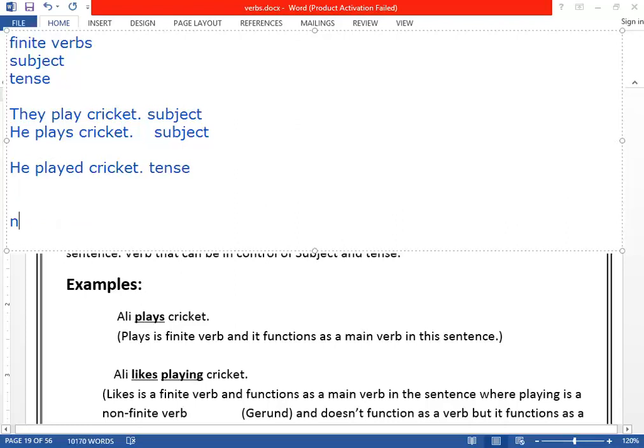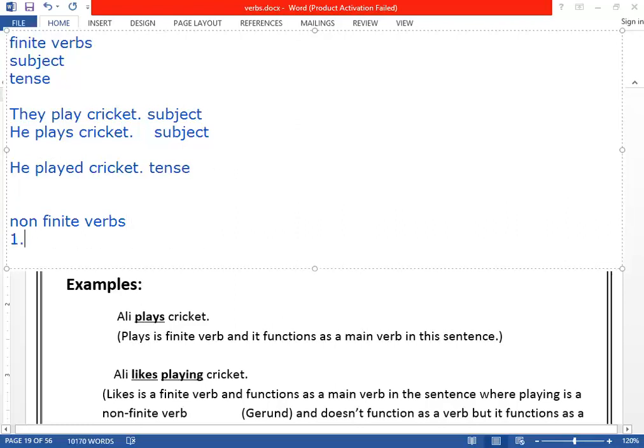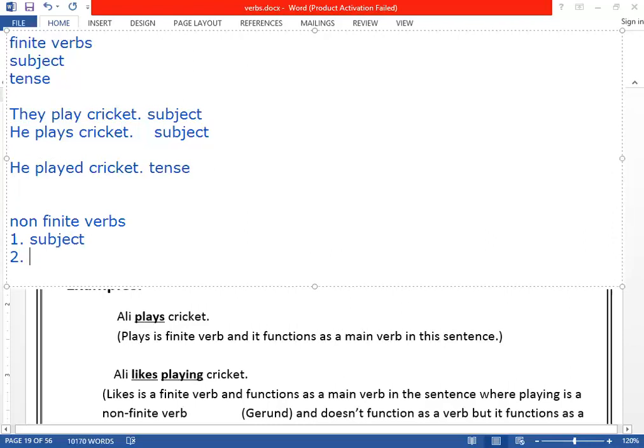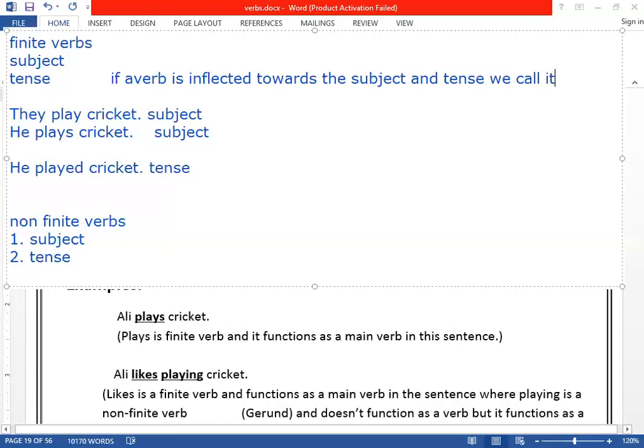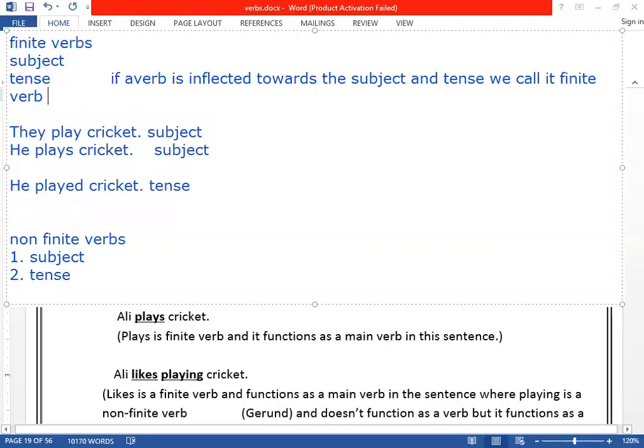The second one we have is non-finite verbs. Look here. Non-finite, again, two things you need to keep in your mind. Number one is the subject. Number two is the tense. Over here, I told you that if a verb is inflected towards the subject and tense, we call it a finite verb. We will call it a finite verb.